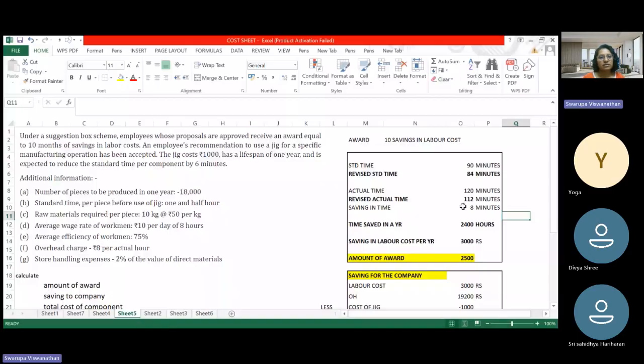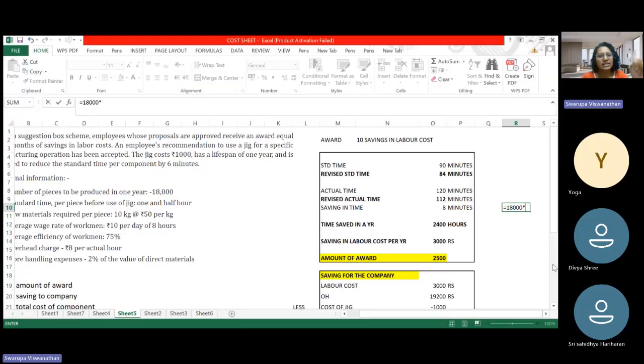So 8 minutes. Each unit that we produce, we save 8 minutes. So 18,000 units we are producing. 18,000 into 8 will be the total savings in minutes. By 60 will give us the total saving in hours. So for each unit we are saving 8 minutes, so we have saved 1,44,000 minutes. By 60 will give us 2,400 hours. In a year we are saving 2,400 hours.